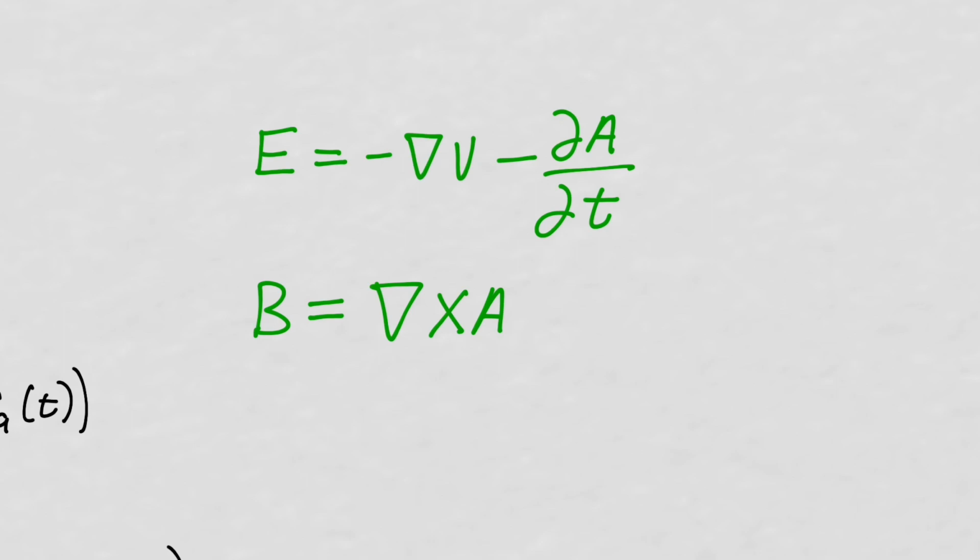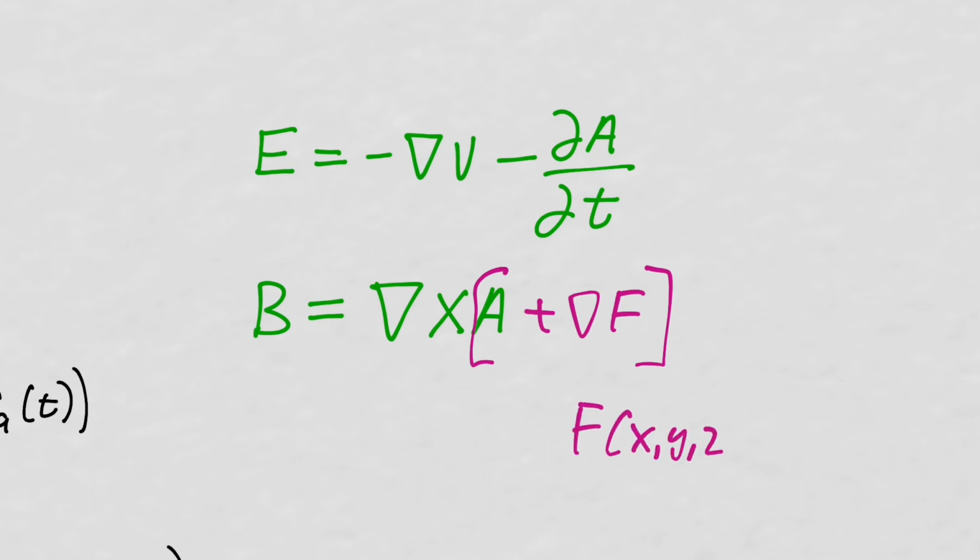The notion was that I could add to A any gradient of a scalar function f, where f is a scalar function of space, x, y, z, and time, or r and time. I pick some scalar function, calculate its gradient, add it to A, and the curl of A would still be B, because the curl of the gradient of any scalar function always equals 0. So I exploited this fact in that proof.